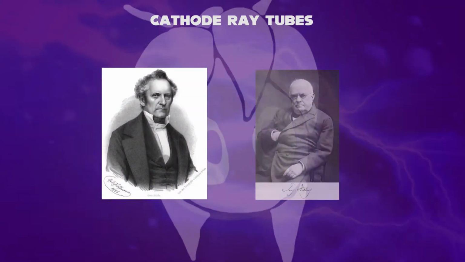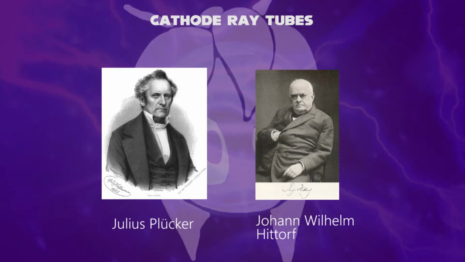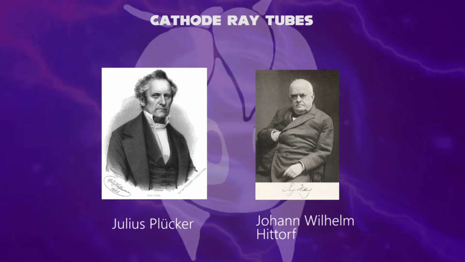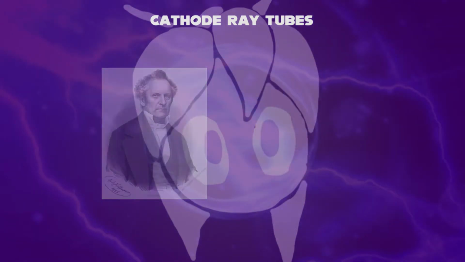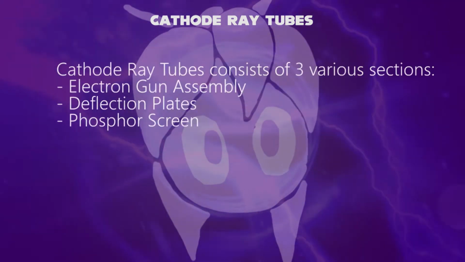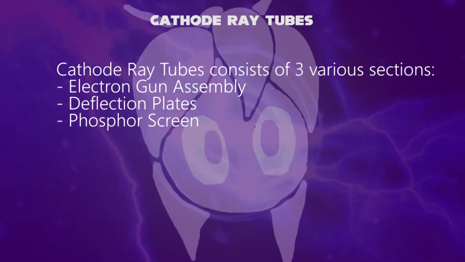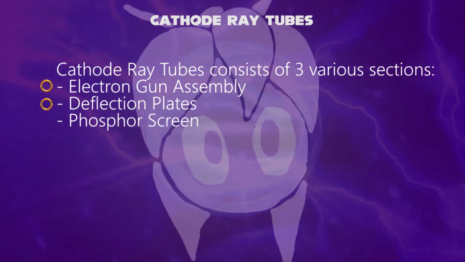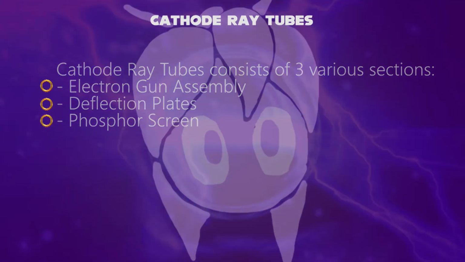Into the history, cathode rays were discovered by Julius Plucker and Johann Wilhelm Hittorf. The first invention was a television set, so we may have to show you a schematic diagram. The cathode ray tube consists of three various sections: the electron gun assembly, deflection plates, and a phosphor screen.